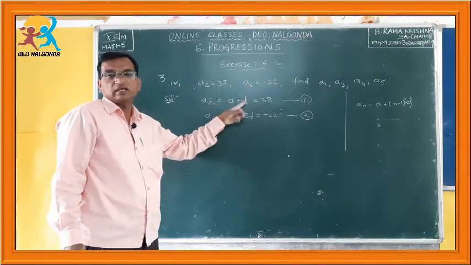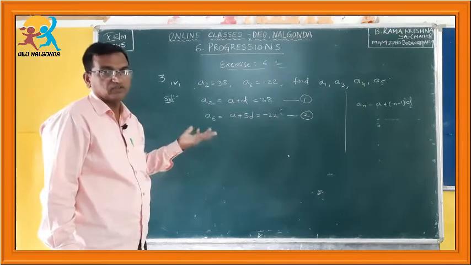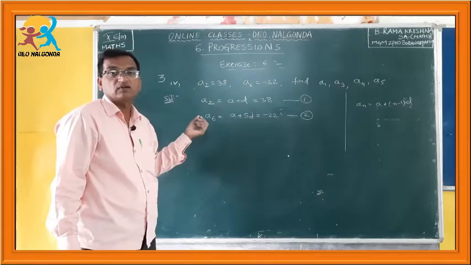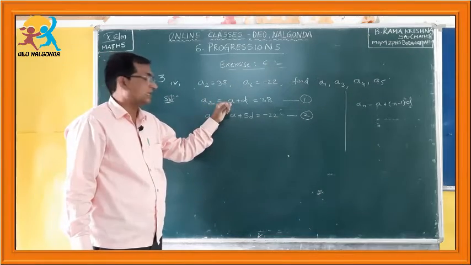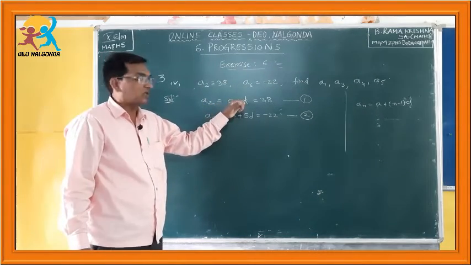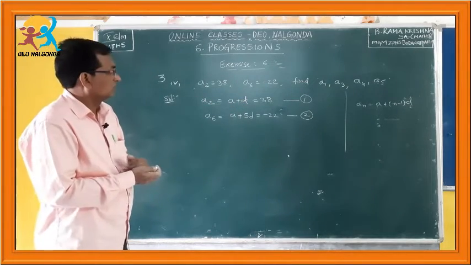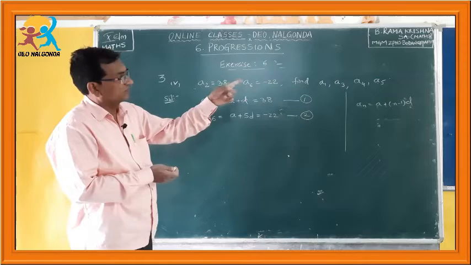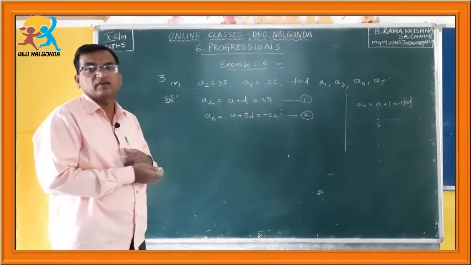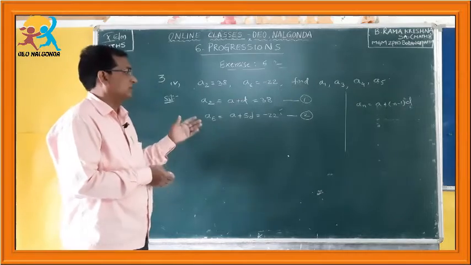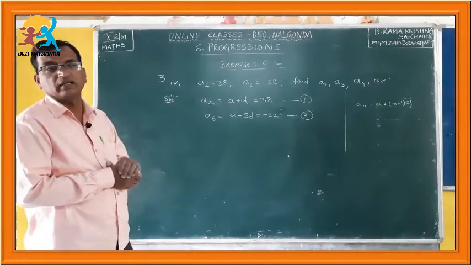If you find out a and d, you can write any number of terms in the AP. So, any term you can find in the AP. If you know a, that is the first term, and the common difference, you can write any term in the AP. So, for finding a1, a3, a4, a5, first of all you have to solve these two equations and then find out the values of a and d.